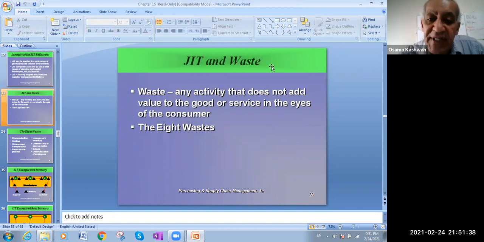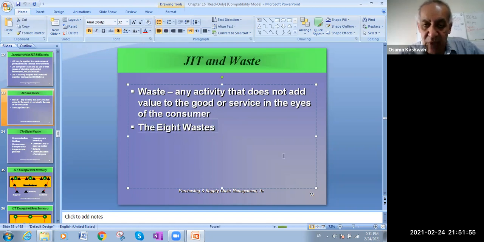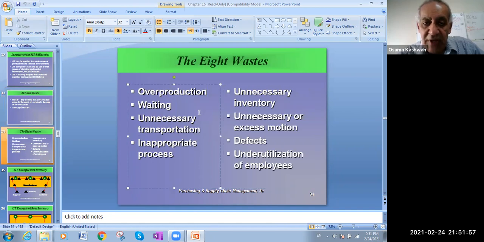How about if there is a relationship between the JIT and the waste? Yes, there is a relationship between them. Waste is any activity that does not add value to the goods or services. And we have something called the 8 wastes. What are the 8 wastes? Very important. What are the 8 wastes? 8 is a number, wastes.